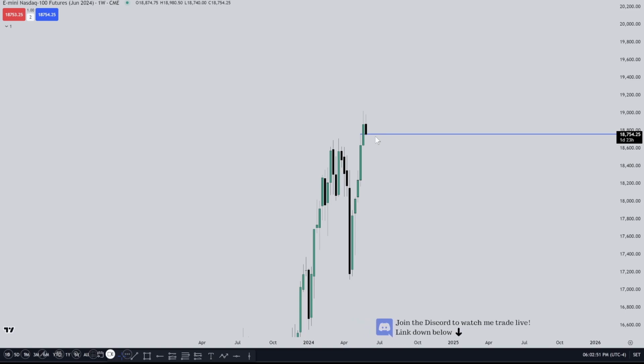So, weekly chart here on the Nasdaq. This old weekly high, okay, a couple weeks ago, that in itself is a PD array. So we opened this week, traded down into that high right there.